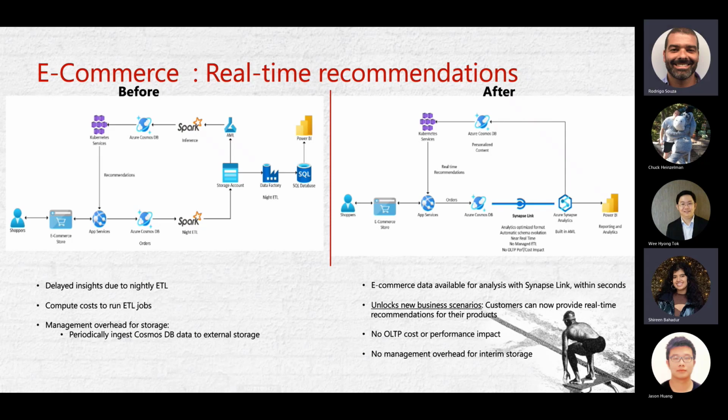Now with Synapse Link, they have a way more efficient architecture, and the e-commerce data is available for analytics in seconds, right? And now they are unlocking new scenarios like providing real-time recommendations for their customers, and they could also reduce the performance impact of the ETL jobs on their OLTP transactions, right? And again, they don't need to manage storage for ETL jobs anymore. Let's see the next slide.